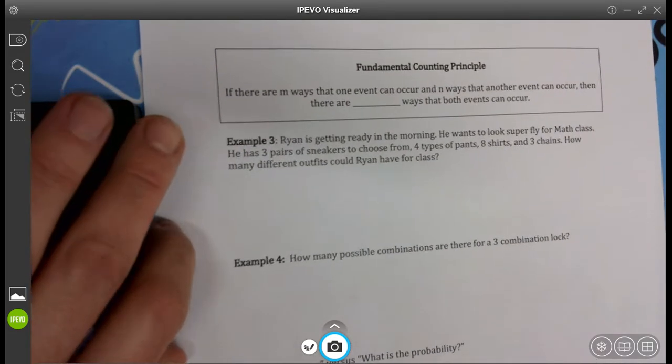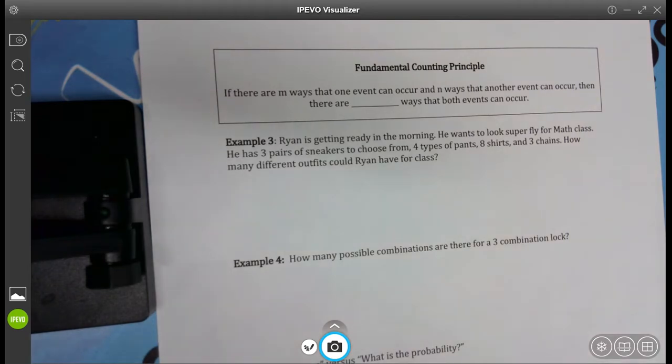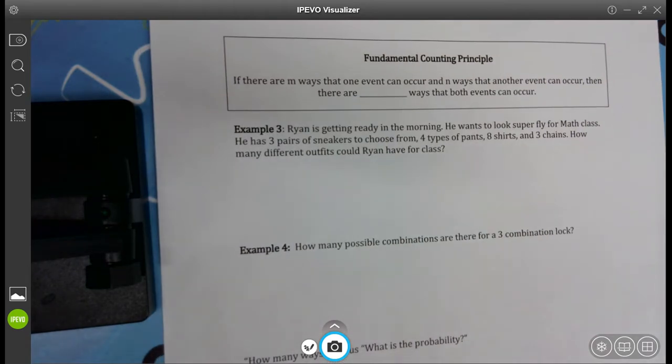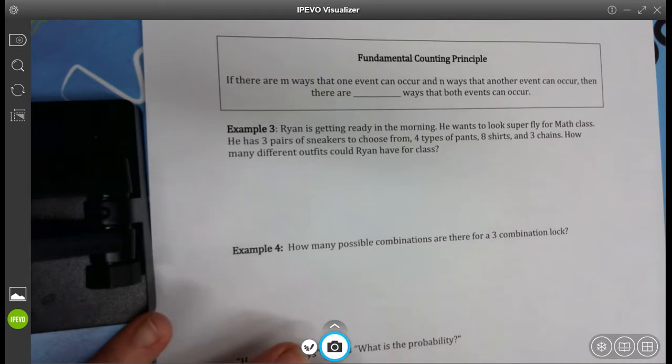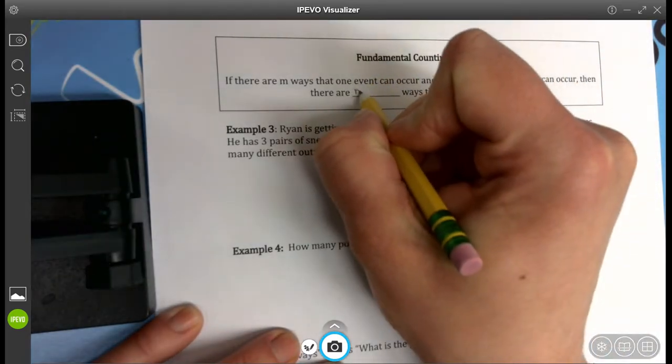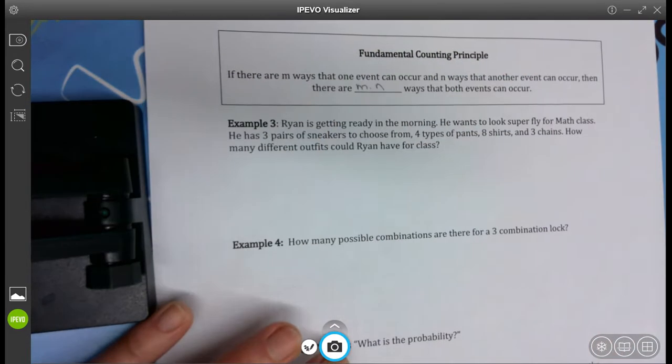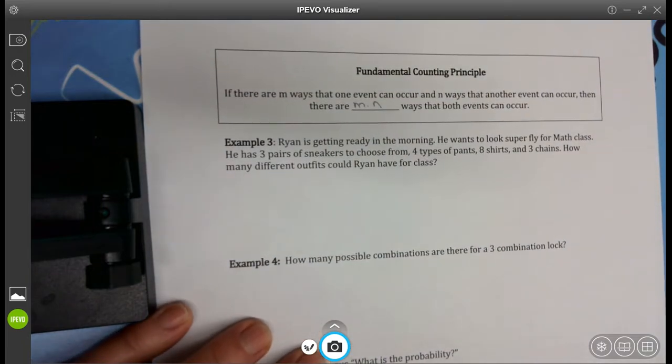So this is the second part of the notes. It says, if there are m ways that one event can occur and n ways that another event can occur, then there are m times n ways. So what we had said before, we didn't have to make a tree diagram now. We just can multiply all of our ways together.